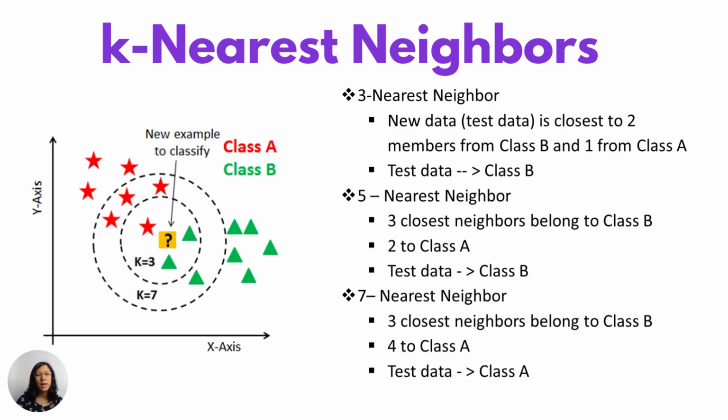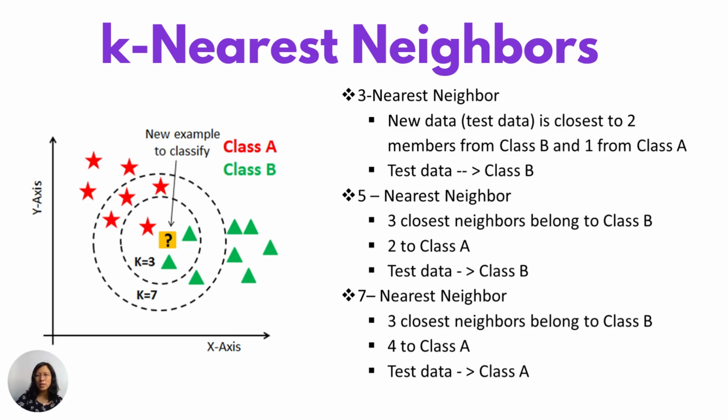But if you look at the seven nearest neighbors, you have to see the outer circle. Out of the seven neighbors that this yellow box has, three are from class B and four are from class A. So this point will be considered class A. This one belongs to class A.